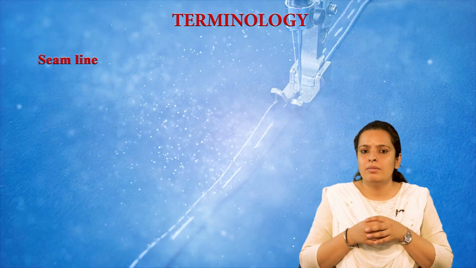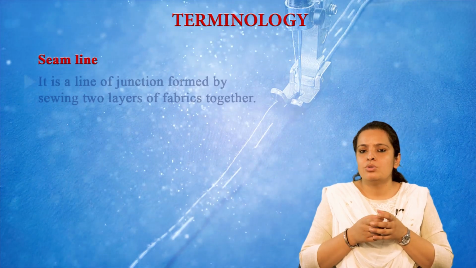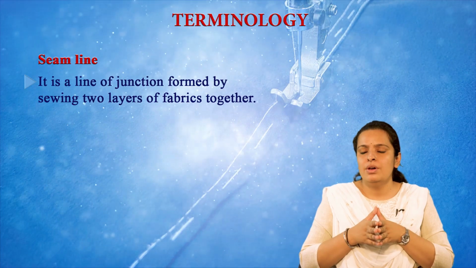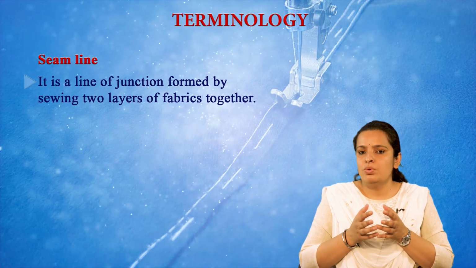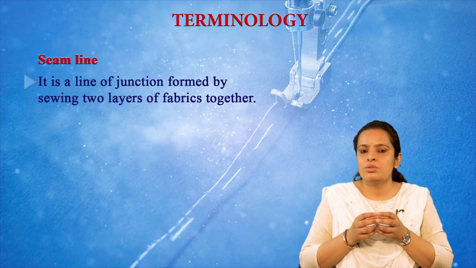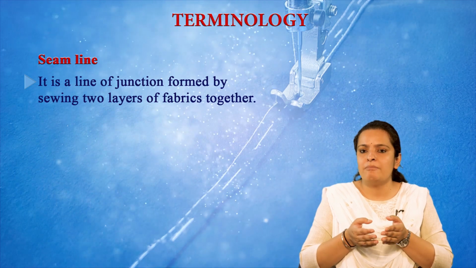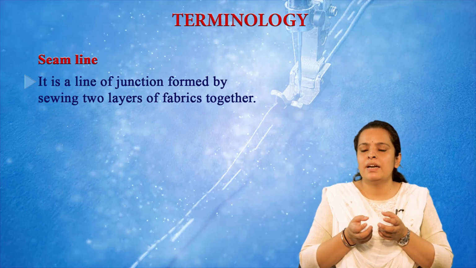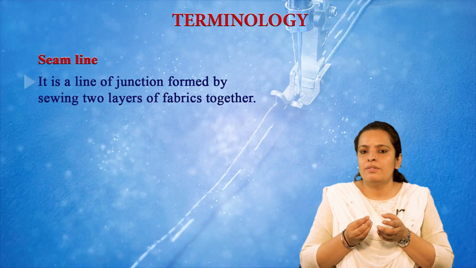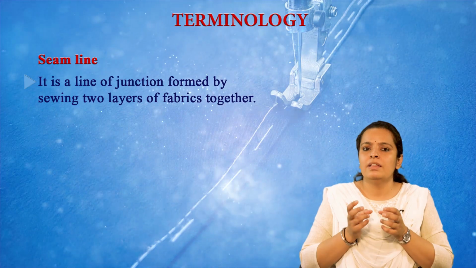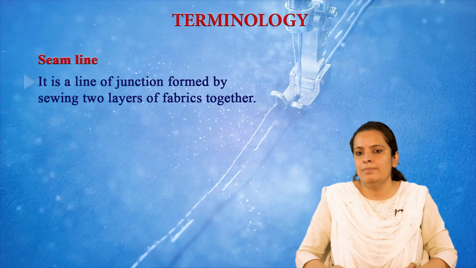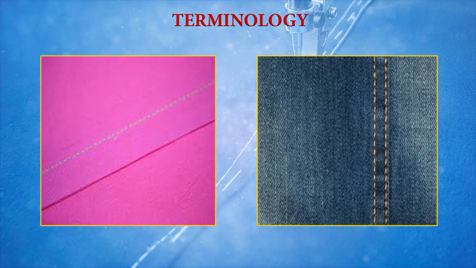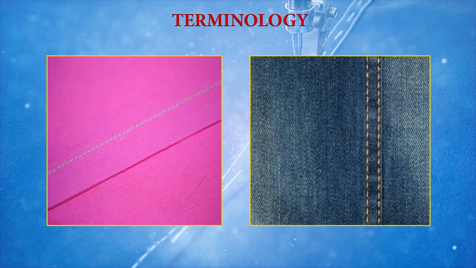Then the term comes, the seam line. So what is the seam line? We say it is a line of junction formed by sewing 2 layers of fabric together. So when we join 2 fabrics together, the sewing line or the point where we do the stitching is called the seam line. In the picture you can see that there are two different seams depicted for different types of fabric.